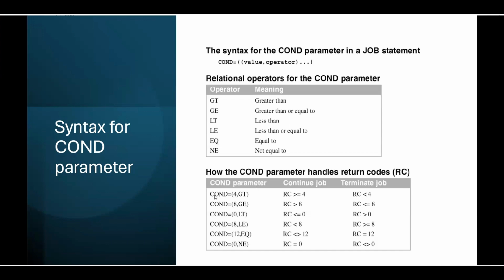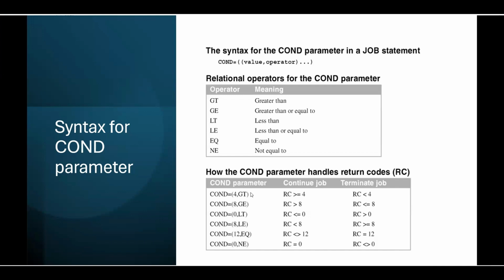Here the condition parameter is COND=(4,GT). That means whatever return code you get, it will compare that return code with 4. The true condition is whenever 4 is greater than the return code. For example, if you get the return code as 8, the condition checks whether 4 is greater than 8. The condition is not true, which means your job will execute.